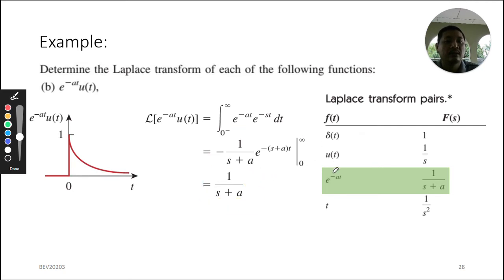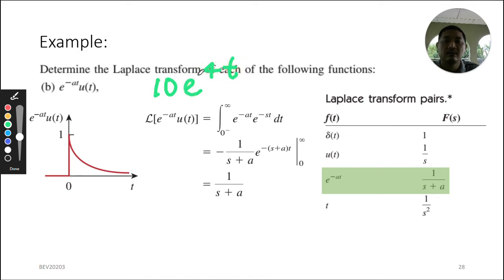Actually this is referring to the table. We put this in the table: exponential negative at equals 1 over s plus a. So let's say the question asks you to perform the Laplace transformation of 3 exponential negative 4t. That means 3 over s plus 4.